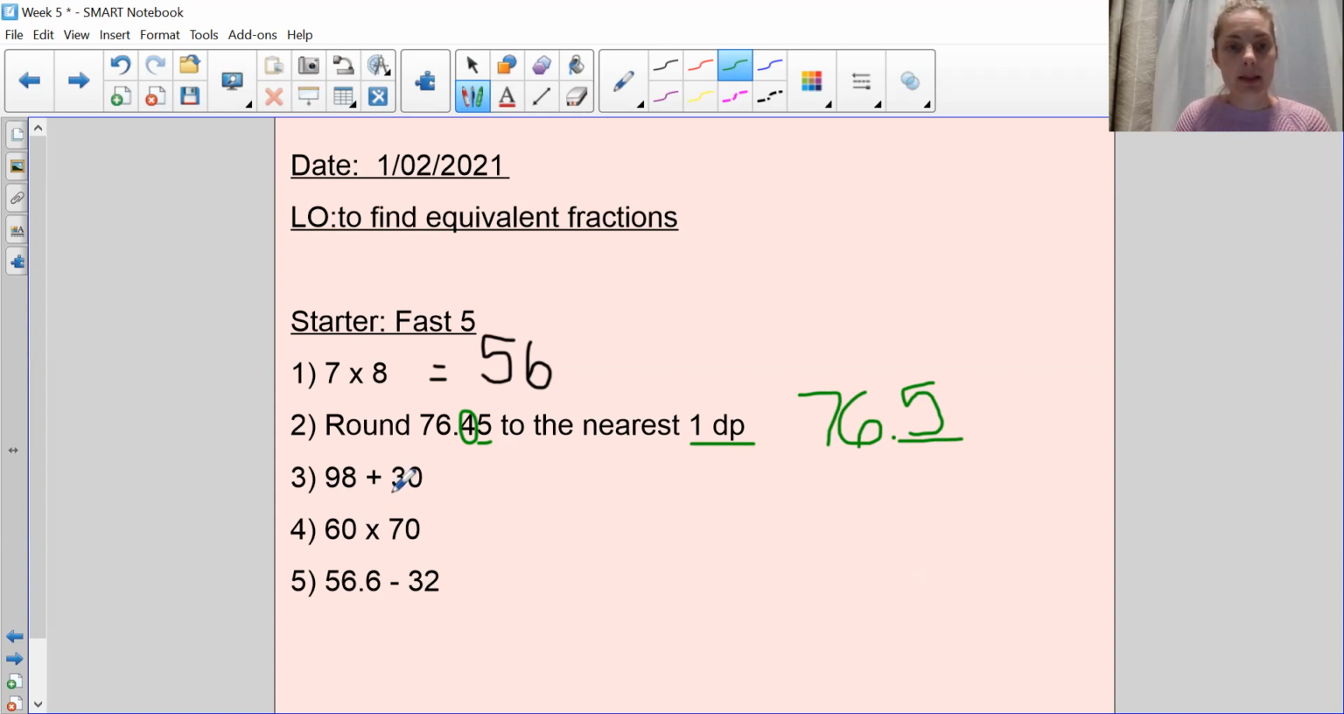Right, I'm doing a mental calculation here. You could have done your vertical method. However, I'm going to look at these two. I'm going to look at the tens. I'm going to say, right, 9 plus 3 is 12. And then I'm left with this 8, 128.